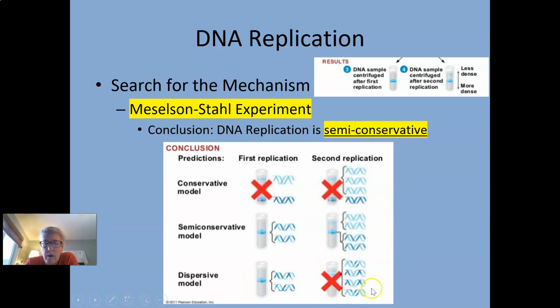Okay, if the dispersive model were true, and these two parents are separating and they're replicating dispersively, you would still expect to see a band of one weight. But they didn't. They saw bands of two different weights. So that confirmed that there was a lighter band and a heavier band, and very much confirmed the semi-conservative model of DNA replication. And it was so elegant and simple because in one experiment, they could distinguish between these models.